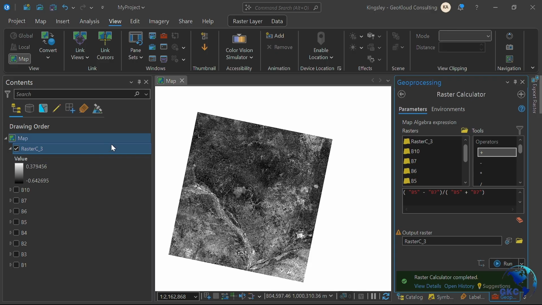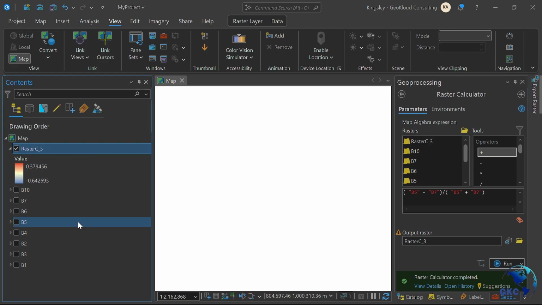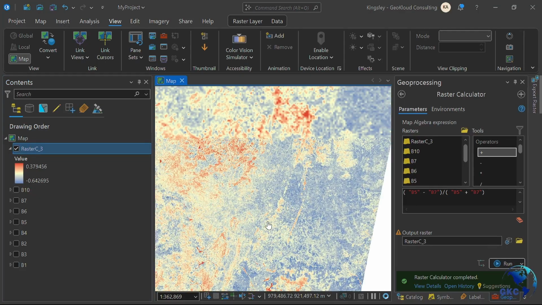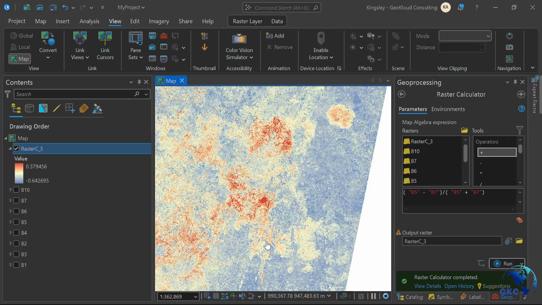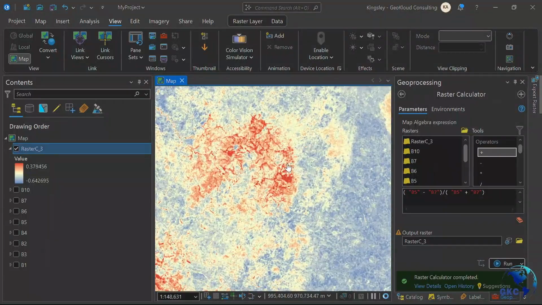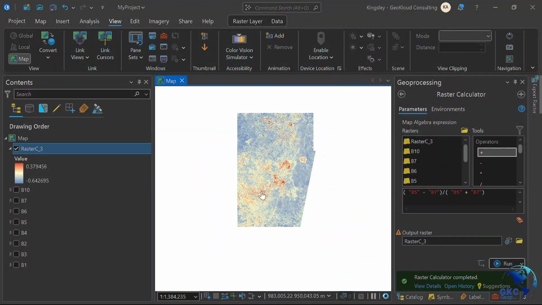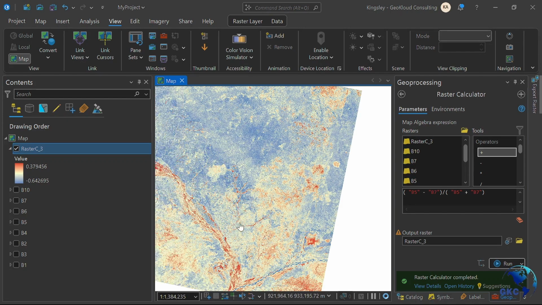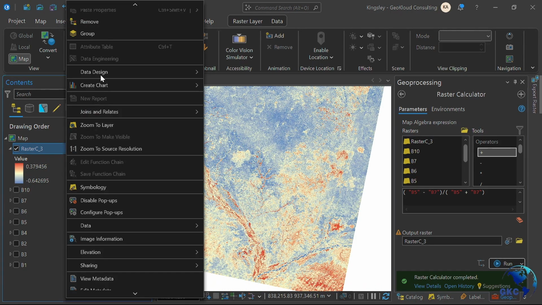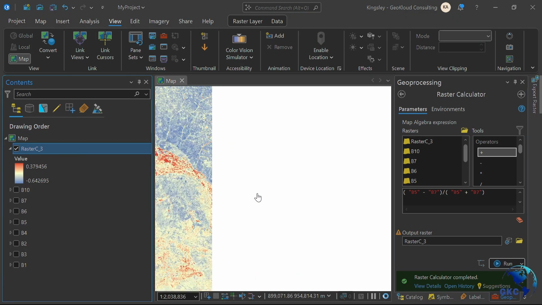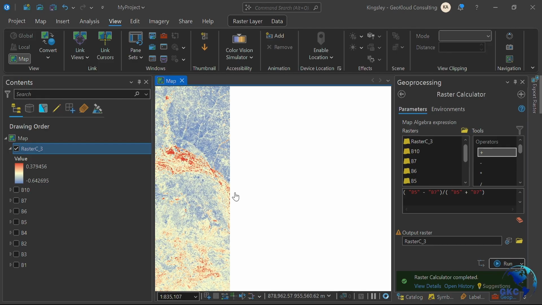So the result I have gives me the burn ratio of the location we're looking at. So here's the result I have, giving me the burn ratio of the study area I'm working with.